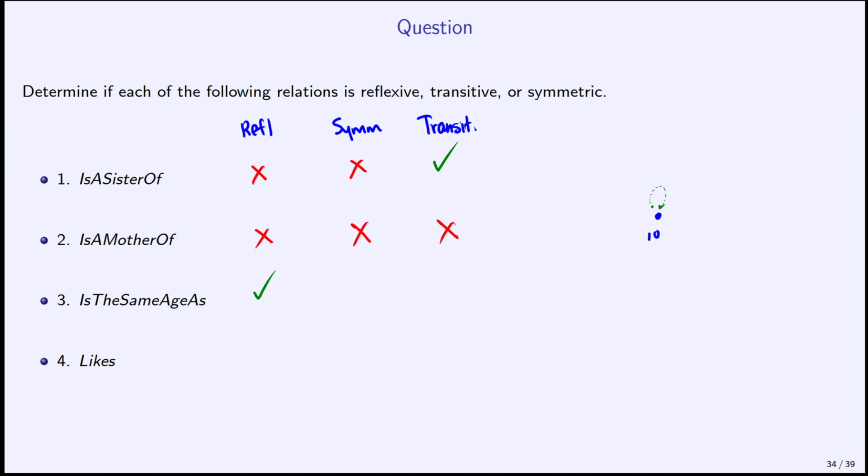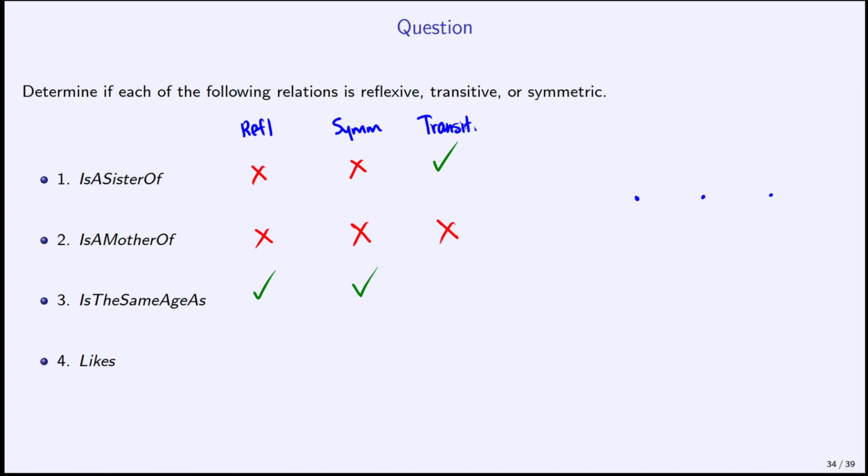What if there's two people? So let's say we have two people. This person's 10, and we know that this 10-year-old is the same age as this other person. So the other person must be 10. Then, is it necessary that the other 10-year-old is the same age as the first person? And the answer to this one is yes, because if person 1 is the same age as person 2, then clearly person 2 is the same age as person 1.